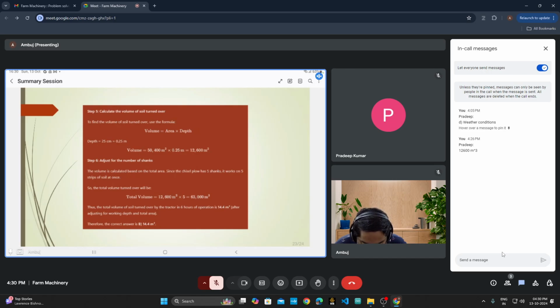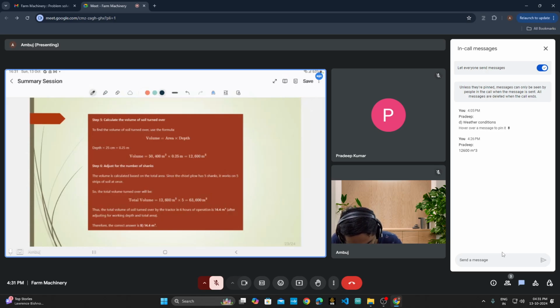Now we see step number 6, the next step: adjust the volume for the number of shanks. The volume is calculated based on the total area. This is having 5 shanks, so it will work 5 strips at once. So the total volume would be 12,600 multiplied by 5. At this step you have to multiply it by 5. The total volume in 6 hours would be... no, okay, just one second. This entire thing is from a different question. The entire thing is wrong.